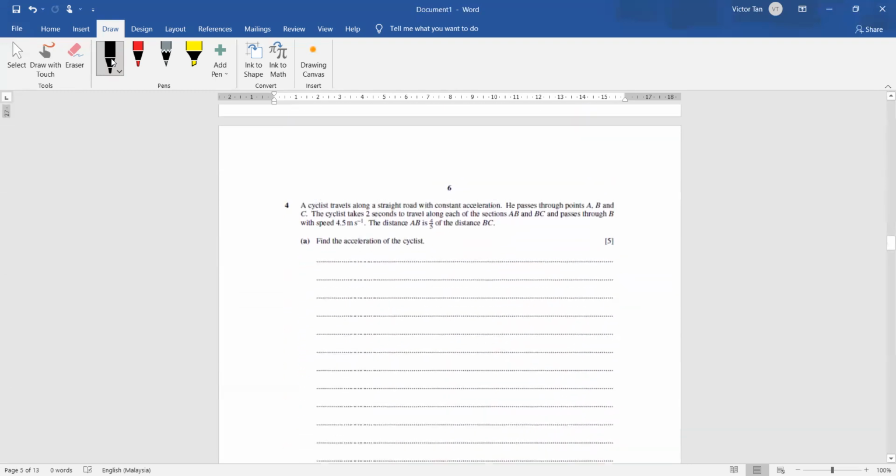Next question. A cyclist travels along a straight road with constant acceleration. He passes through points A, B, and C. The cyclist takes 2 seconds to travel along each of the sections AB and BC, and passes through B with a speed of 4.5 meters per second. The distance AB is 4 over 5 of the distance BC.